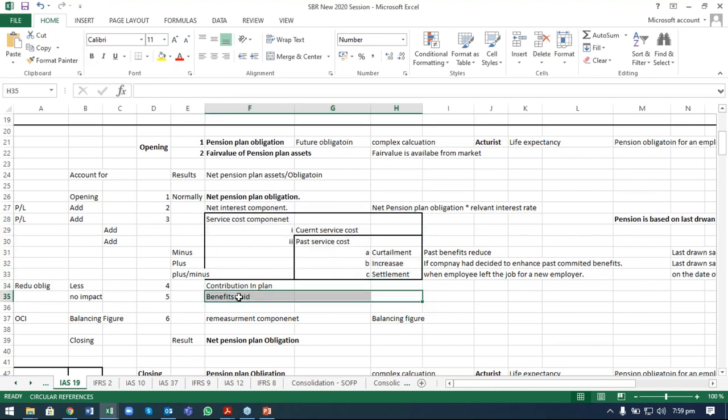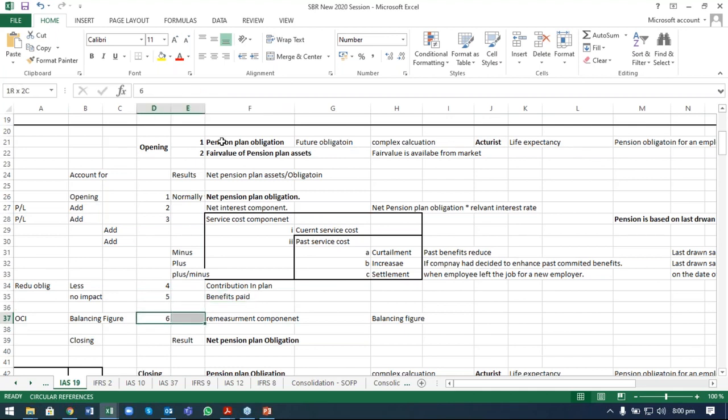Next is the benefit paid. I hope if you have studied IAS 19, you might be aware of it. Benefit paid is something, you have pension plan assets and you have pension plan liabilities. Once the obligation was due, you are going to pay from those pension plan assets for the pension plan liabilities. So if you're looking into the net pension plan obligation, the pension plan obligation has decreased, why? Because you have paid for those obligations from the pension plan assets. So if both assets and liabilities have reduced, there is no impact on net pension plan. So it has no impact on your cash flows if some benefits are paid for the pension plan obligation out of those pension plan assets. So this has no impact on our cash flows.